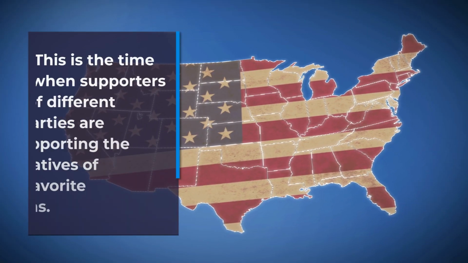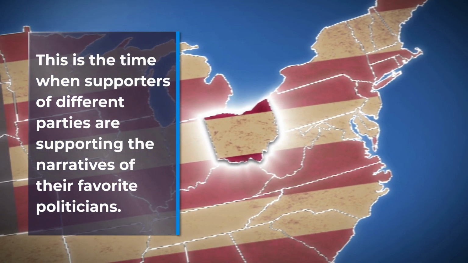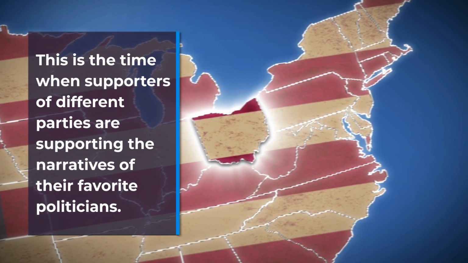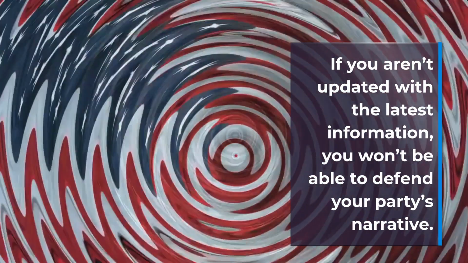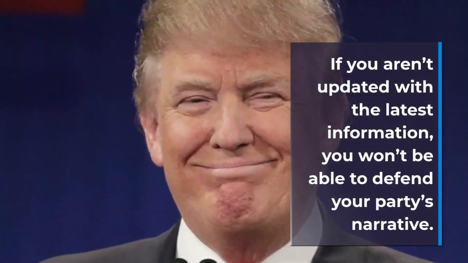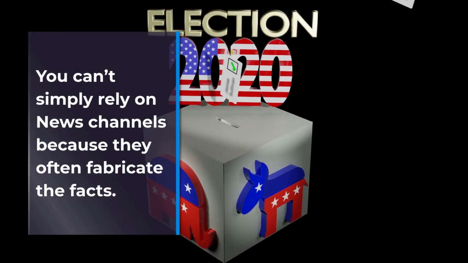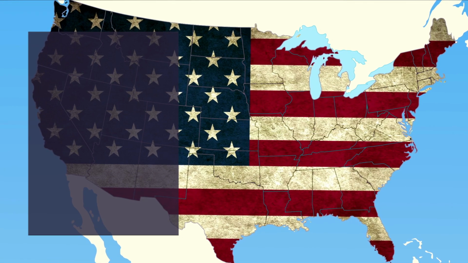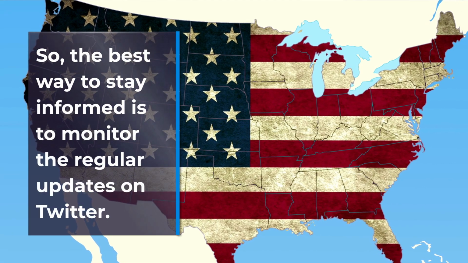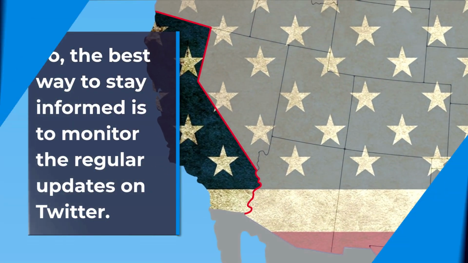This is the time when supporters of different parties are supporting the narratives of their favorite politicians. If you aren't updated with the latest information, you won't be able to defend your party's narrative. You can't simply rely on news channels because they often fabricate the facts. So, the best way to stay informed is to monitor the regular updates on Twitter.